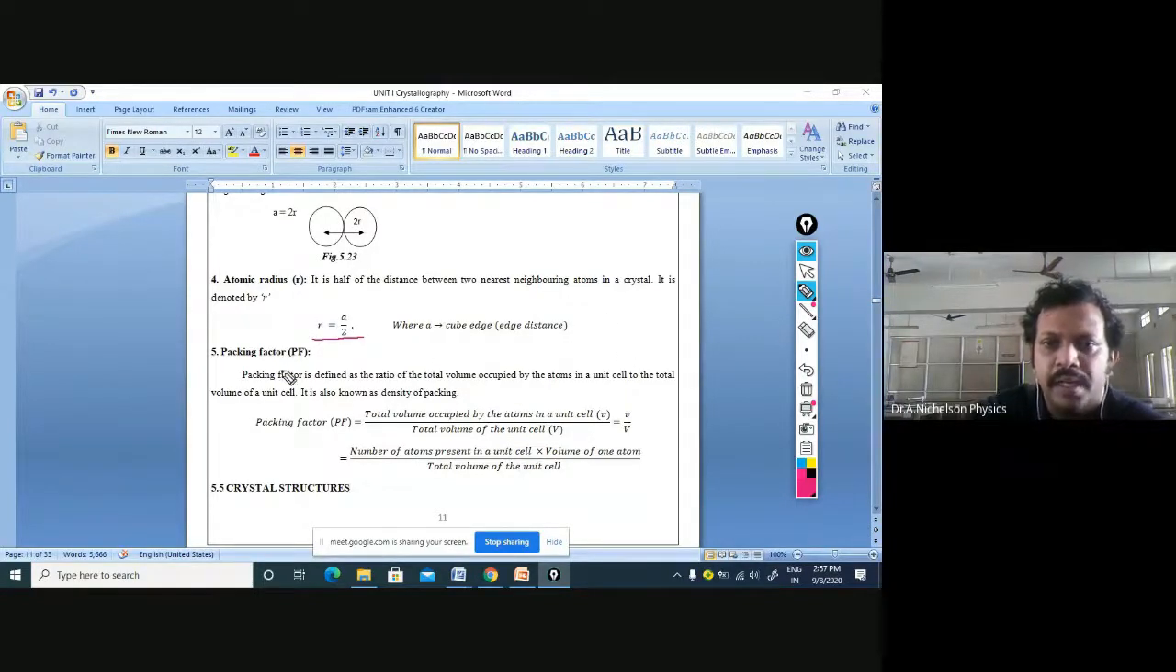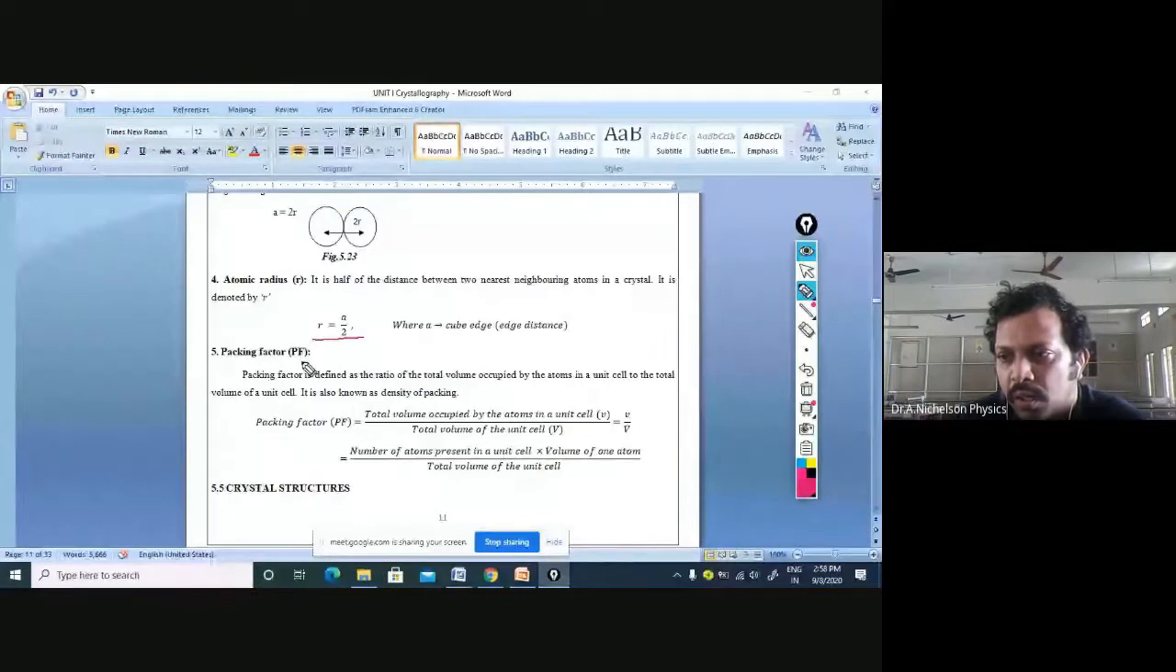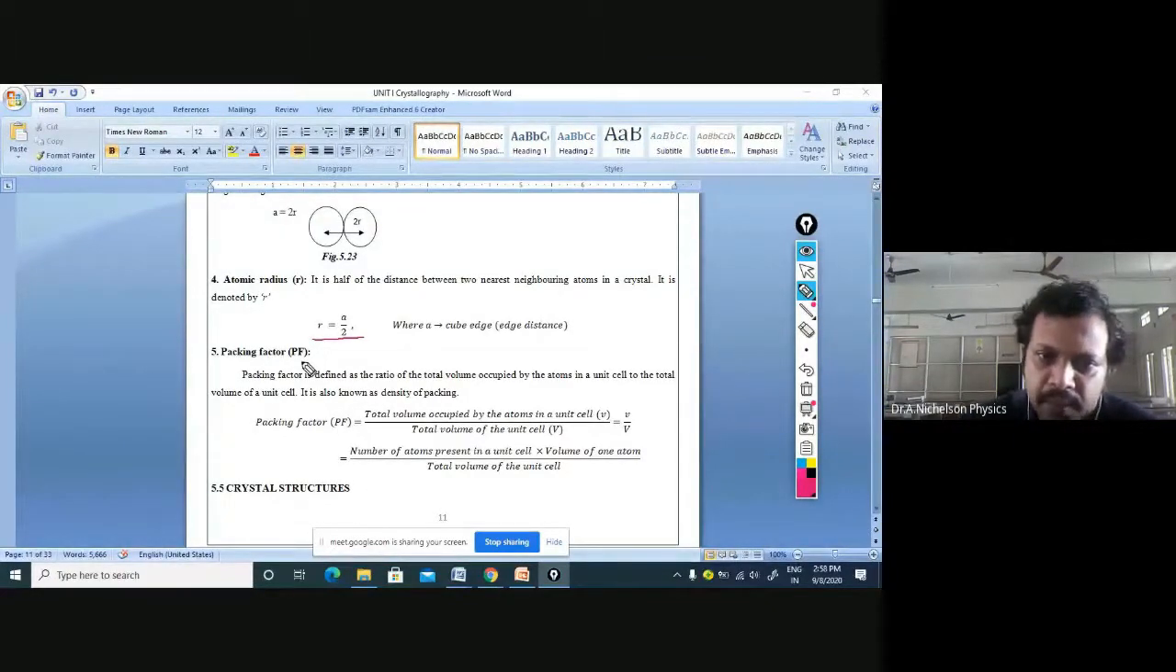And finally, the packing factor. Packing factor means how much the particular unit cell is packed with the atoms. That means how much space is occupied by the atoms, how densely it is packed. This packing factor is given by the ratio between the volume of the total number of atoms present inside the unit cell divided by the total volume of the unit cell. Okay, so that gives you the packing factor.